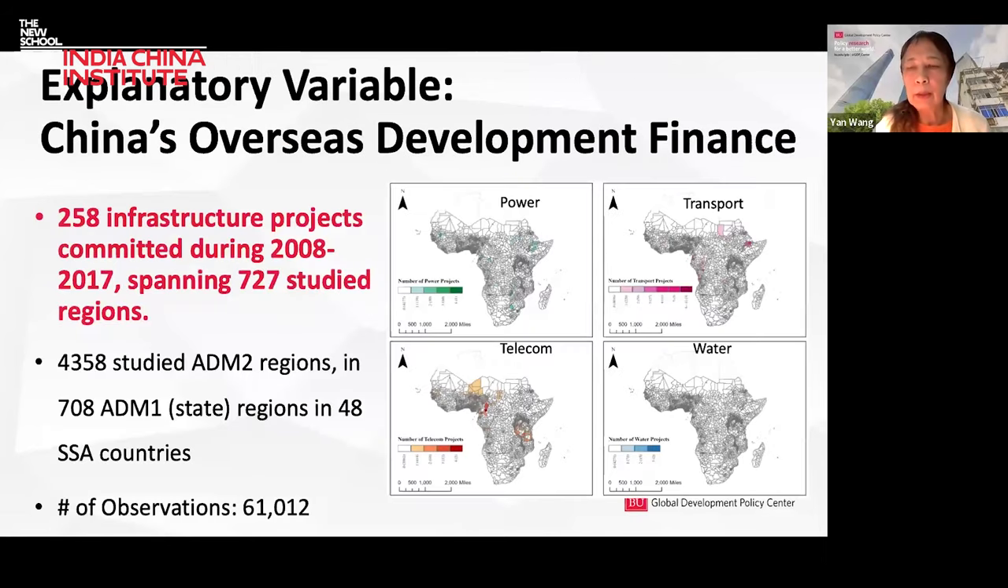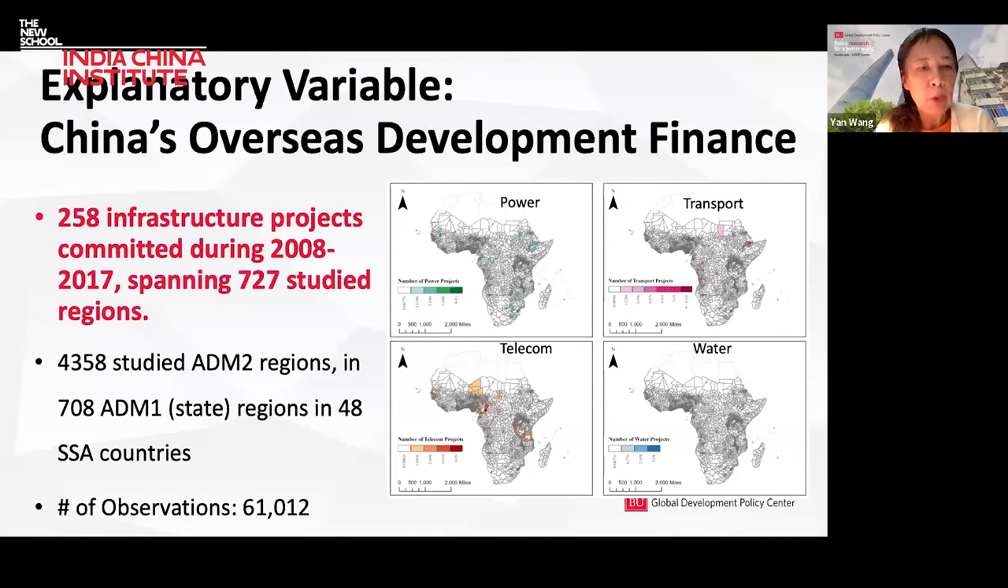So we use county level data, sub-national level data. We selected 258 infrastructure projects from the GDP Center's database. It's the China Overseas Development Finance, CODF database, located at the GDP Center of Boston University. We selected these infrastructure projects in the power sector, telecom sector, water and transport. We selected the sub-national level ADM2 regions. Actually, it's equivalent to county level.